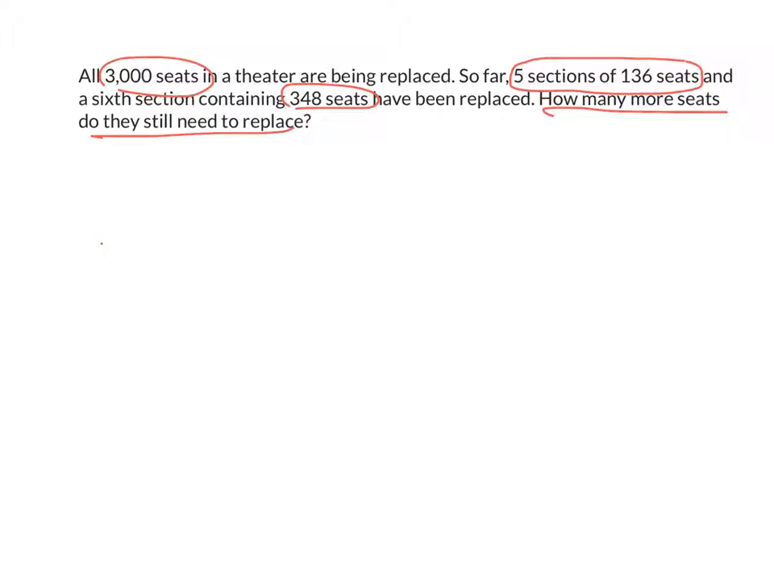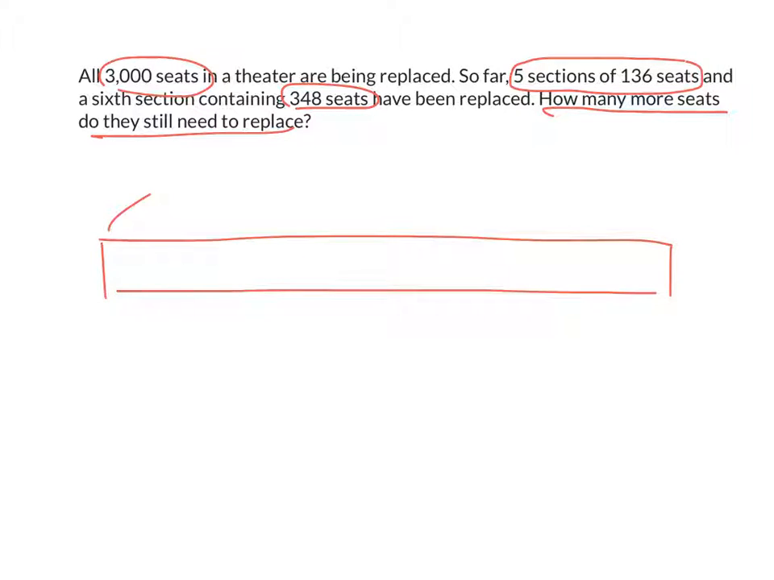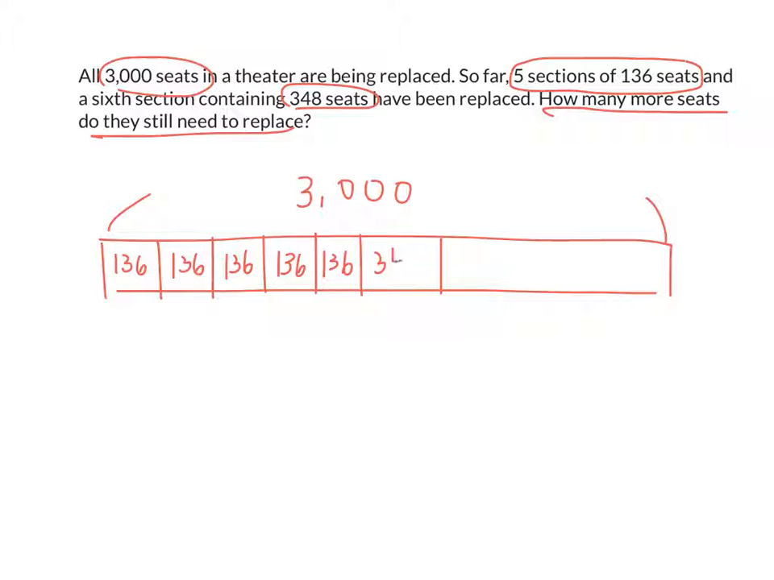In this question, if we want to draw, we can show that all of the seats in the theater is 3,000 seats. Yes? And so far, there have been 5 sections, 1, 2, 3, 4, 5, of 136 seats each. So there's 136 there, 136 there, 136 there, 136 there, 136 there, and another section of 348 that are done. These ones over here are the ones that are not done.